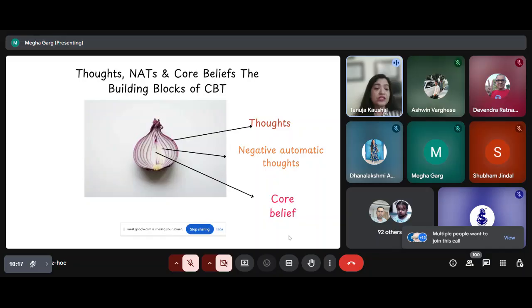In CBT, we start by noticing quick negative automatic thoughts because they are easier to spot and also slightly easier to change. Negative automatic thoughts, yes, easier. And the right way to address the negative thinking is to identify the NATs, spot them and change them.